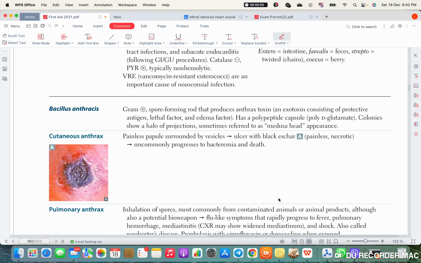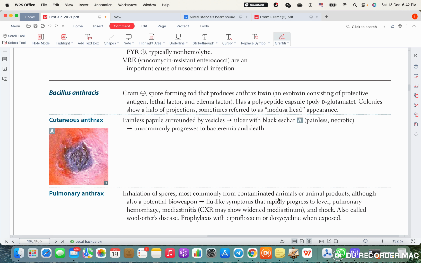Okay, so if you remember in the Sketchy, they mentioned a few things about anthrax. They mentioned the lethal factor leading to the necrosis, edema factor leading to the edema, and they mentioned that it has a polypeptide capsule. Guys, is peptide sugar or a protein? Proteins. So what makes proteins? Amino acids. Absolutely correct. So these amino acids, when they come together, they make a protein.